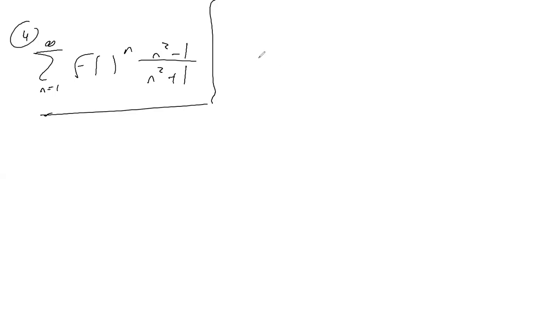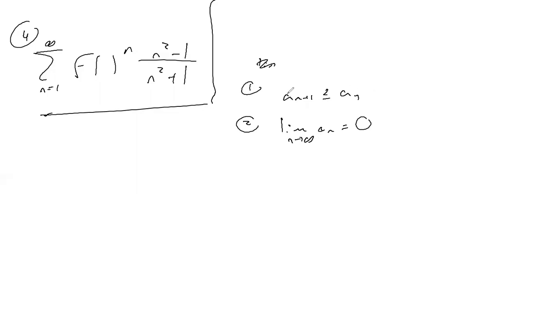So what do I do? I need to check my conditions: 1, a_{n+1} is less than or equal to a_n, and 2, I need the limit of a_n to equal 0. Let's start with 2. If we started with 1, would it be decreasing? Actually, probably not. But number 2 is easier to show.